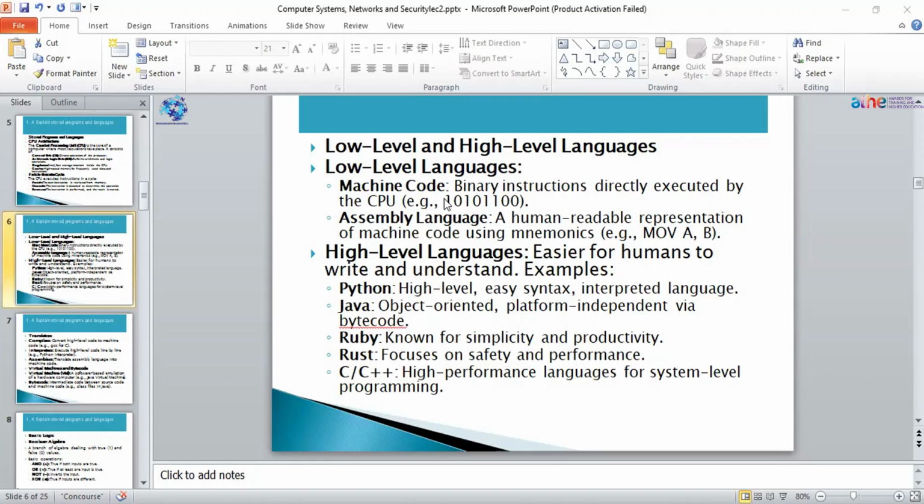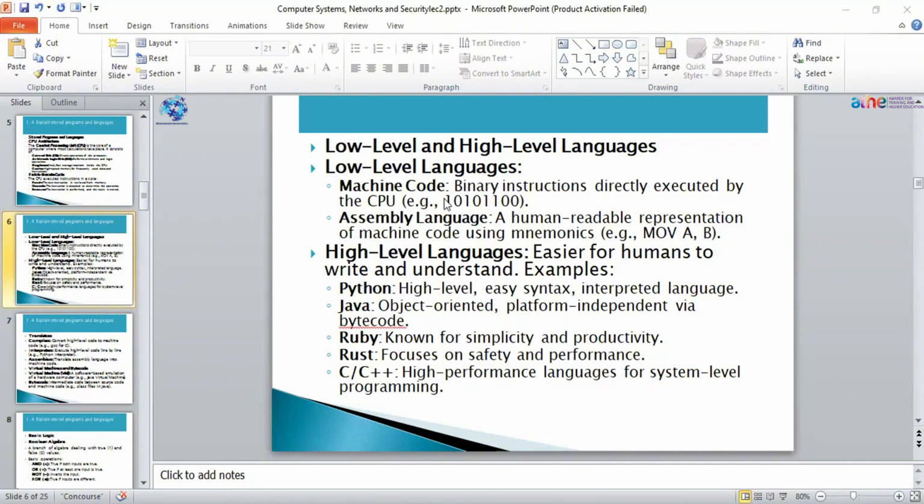Then we have the high-level languages. High-level languages are easier for humans because we can easily write and understand what is written in them. For example, we have Python, Java, Ruby, Rust, and C or C++. These are all different languages in which we write our code. Then, with the help of the compiler or the interpreter, that code is converted into machine code that can be directly understood by the computer.